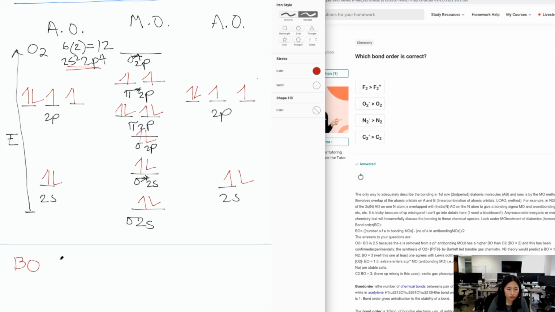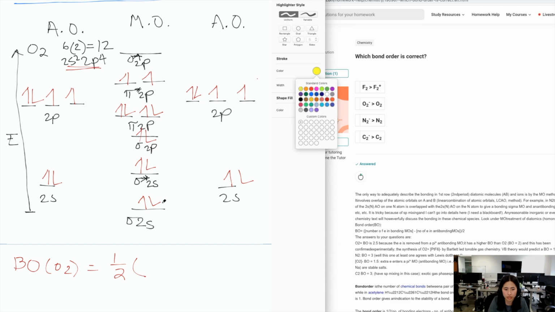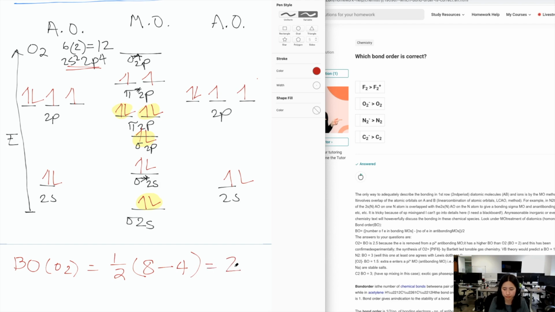So the bond order of O2 in this case is going to be 1/2, right, times the number of electrons in your bonding. So let's keep it consistent. So let's turn this into yellow. So bonding, you have 2, 4, 6, 8. And yeah, I think that's pretty much it. So we only have 8. And then for anti, we have 2, 3, and then we have 4. So this is actually equal to 2.